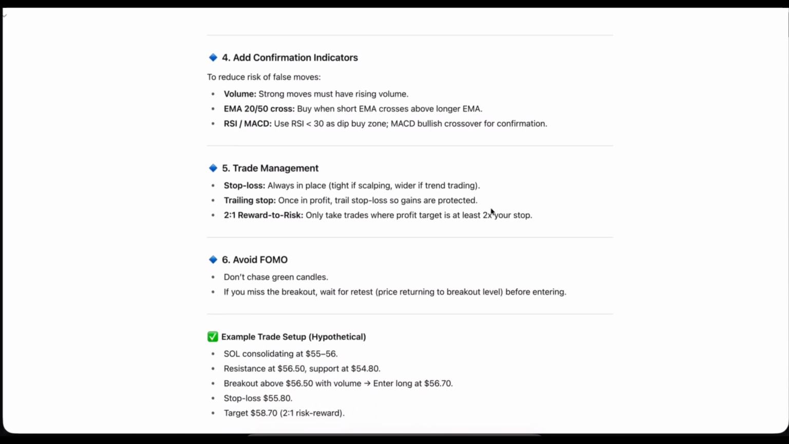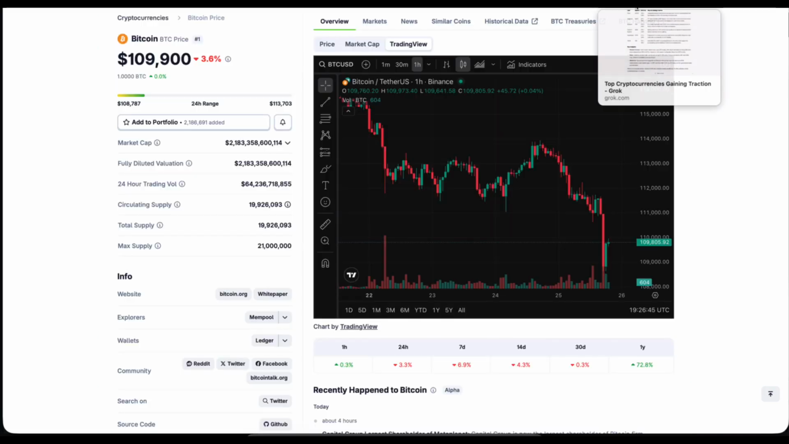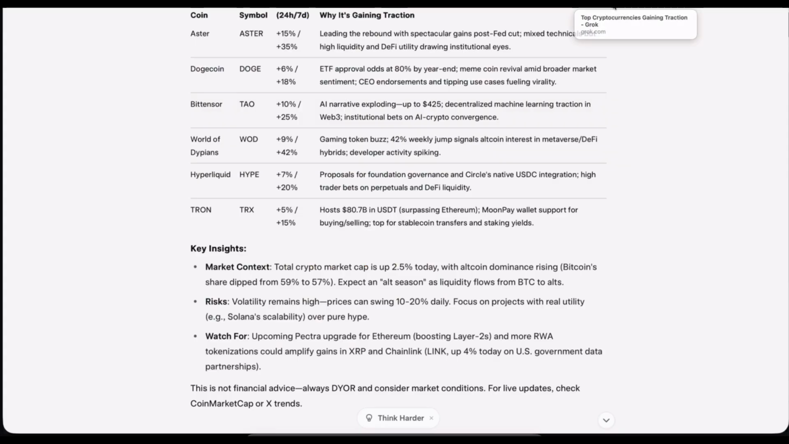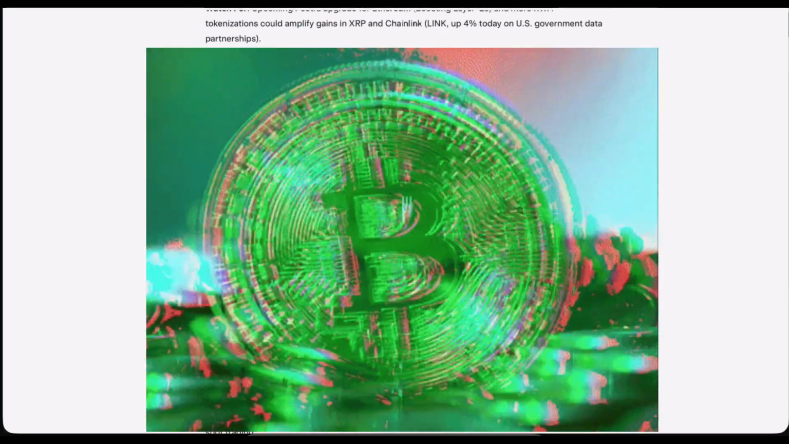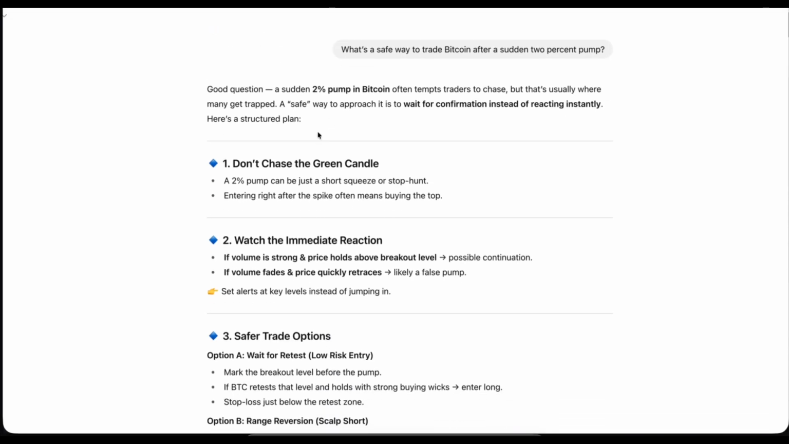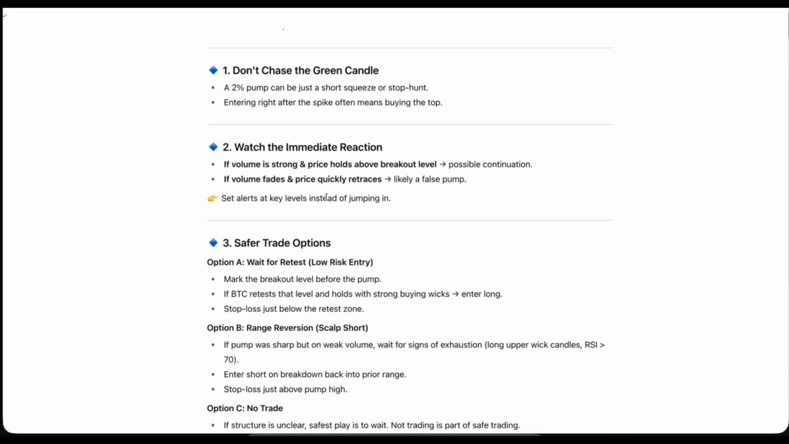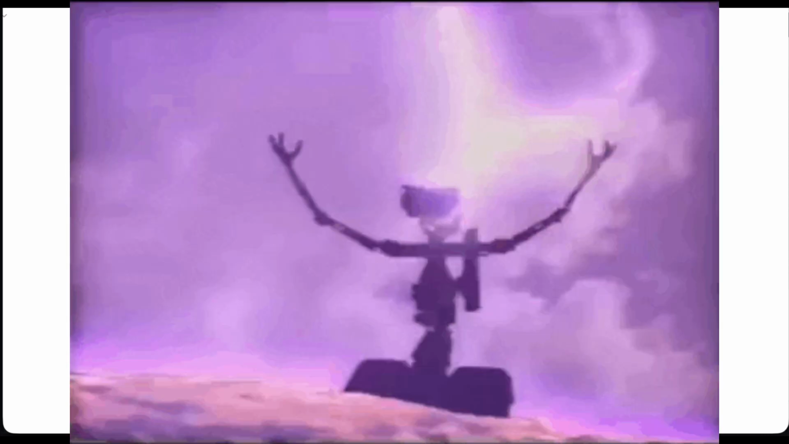Let me paint a scenario. Imagine Bitcoin suddenly surges 2% in 15 minutes because a whale wallet moved a huge amount onto an exchange. Grok will quickly pick up the chatter, thousands of posts about BTC pumping. You ask Grok and it confirms that Bitcoin mentions are spiking. Now, if you stop there, you might rush in and buy right at the top. But if you take that to ChatGPT and say, what's a safe way to trade Bitcoin after a sudden 2% pump, ChatGPT might suggest waiting for a retest of support, avoiding chasing green candles, and looking for volume confirmation. That slows you down just enough to avoid emotional trading, but still positions you to profit if the move continues.